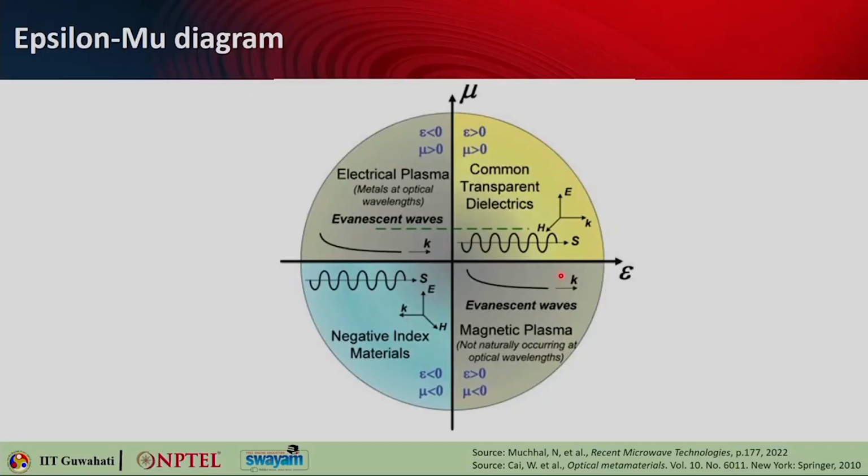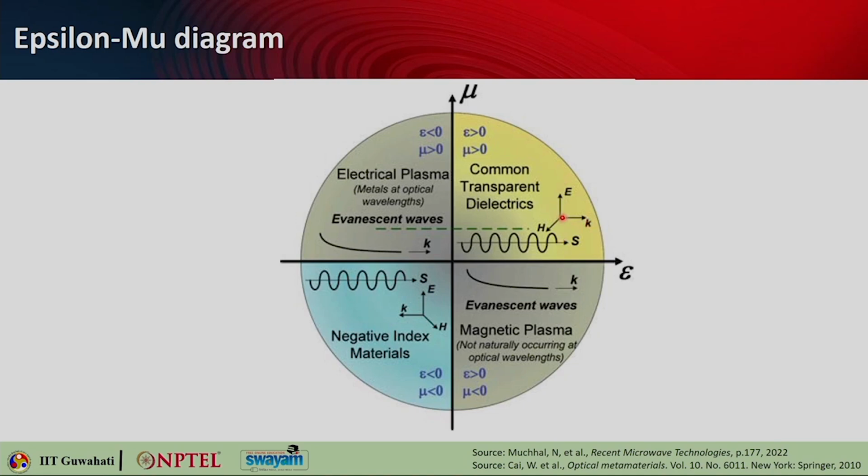Now, when you study metamaterials, this is a very important diagram. It is called the epsilon-mu diagram. So, on the horizontal axis you have epsilon, and on the vertical axis you have mu, permeability. Okay. So, this is the first quadrant where you have both positive. This is also called DPS, we will see that in the next slide. So, here these are basically the common transparent dielectrics that we deal with.